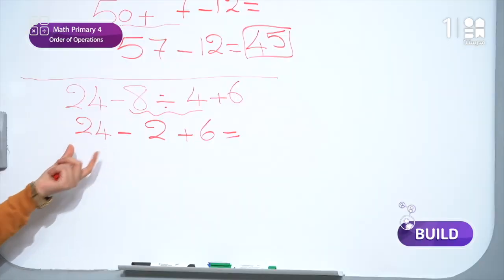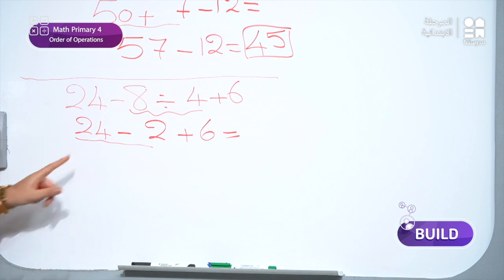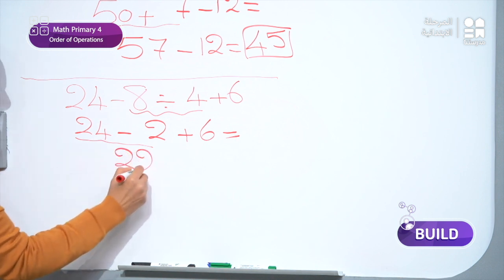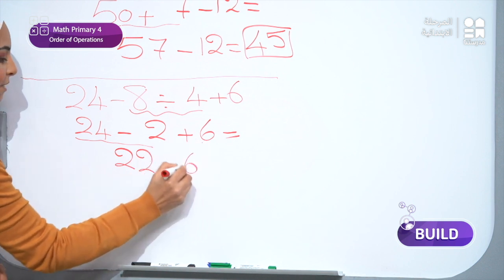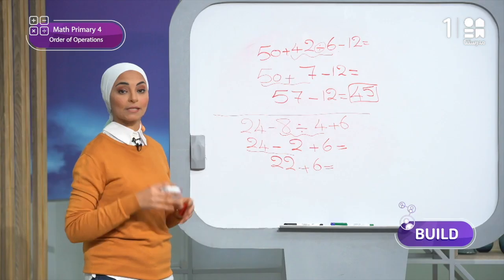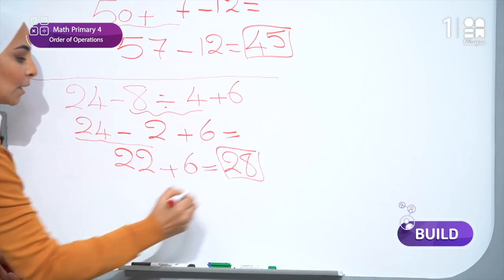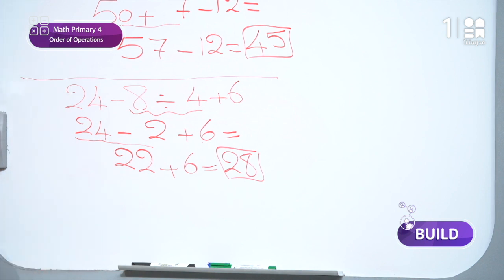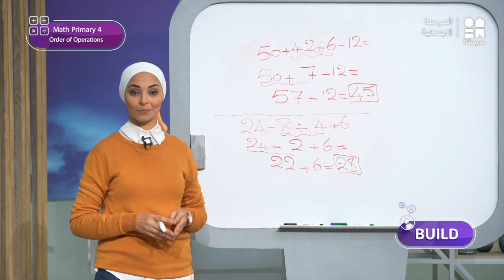So I will do 24 minus 2. 24 minus 2 equals what? Equals 22. And now I have 22 plus 6. 22 plus 6 gives me what? Of course, 22 plus 6 gives me 28. Okay. Now, what should you do? We go to number 28 and you will write this equation under it.